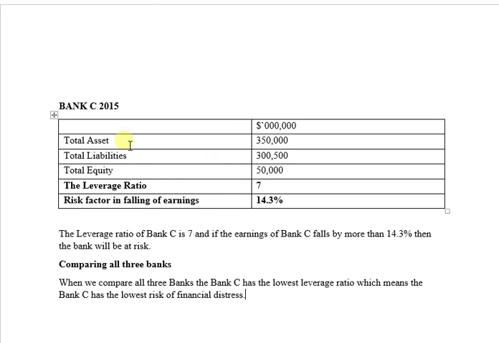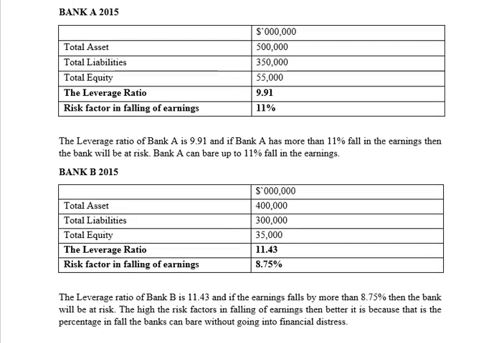Using the same method of calculating, bank C has a leverage ratio of 7, and this is very good. The lower the leverage ratio, the better, because when you divide it from 1, this earnings buffer, the 14.3, increases. So the higher this is, the better, and the lower the leverage ratio, the better. Let's compare in a simple way.